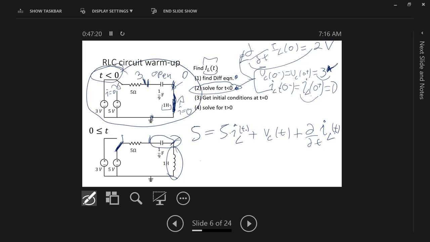And so we know that IL is also equal to the current across the capacitor, right? Because it's the same current that goes through the resistor and the capacitor. So it's just C dV/dt. And so what we can do is take the derivative of both sides and multiply by C, and that allows us to replace this with IL.